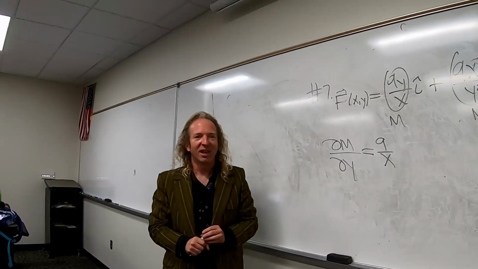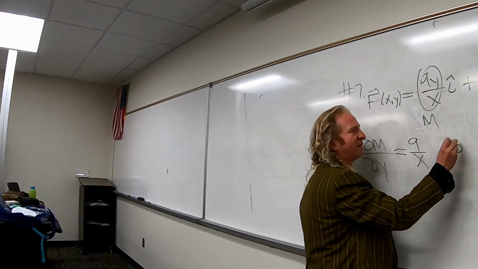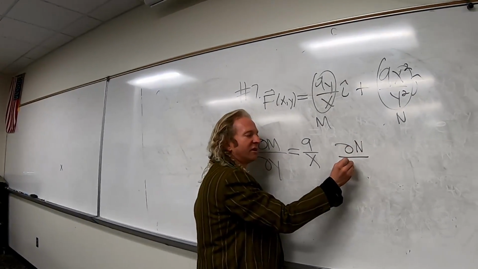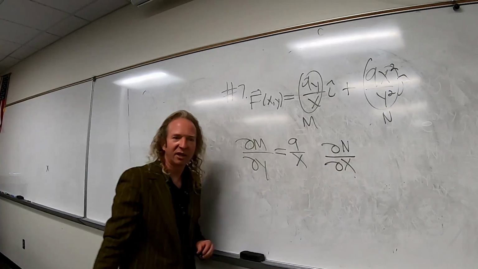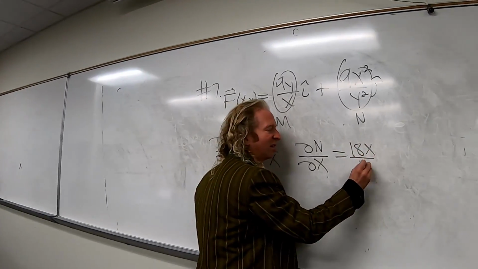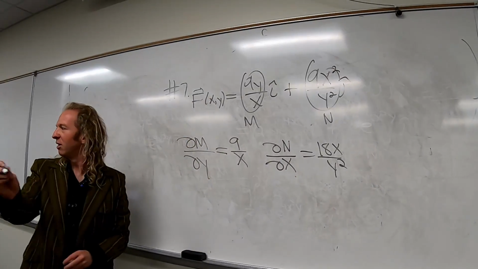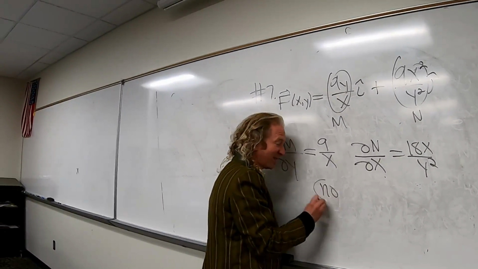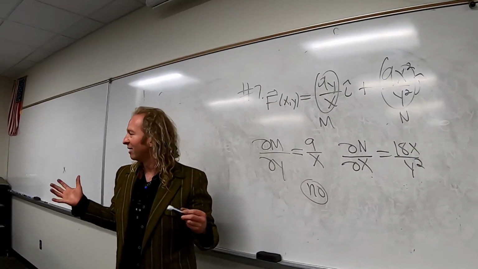And then we do del n, del x. 18x over y squared, right, because the rest of it's constant. And so is it conservative? Nope, so you just say no. I think so. That's it. I like this one. I like this one too.